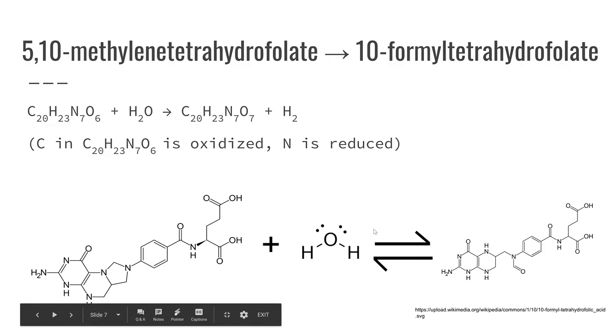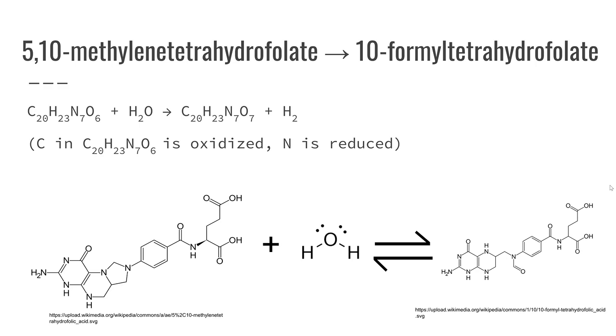5,10-methylene tetrahydrofolate then undergoes another redox reaction, reacting with water to produce 10-formyl tetrahydrofolate, along with diatomic hydrogen. The carbon from the 5,10-methylene tetrahydrofolate is oxidized, going from a charge of 0 to positive 2. The nitrogen is reduced, going from a charge of positive 5 to negative 1/3. 10-formyl tetrahydrofolate can then be converted into a host of other biomolecules unique to individual biosynthetic pathways for different amino acids. Without this molecule, amino acid synthesis cannot take place, and thus DNA replication cannot occur.